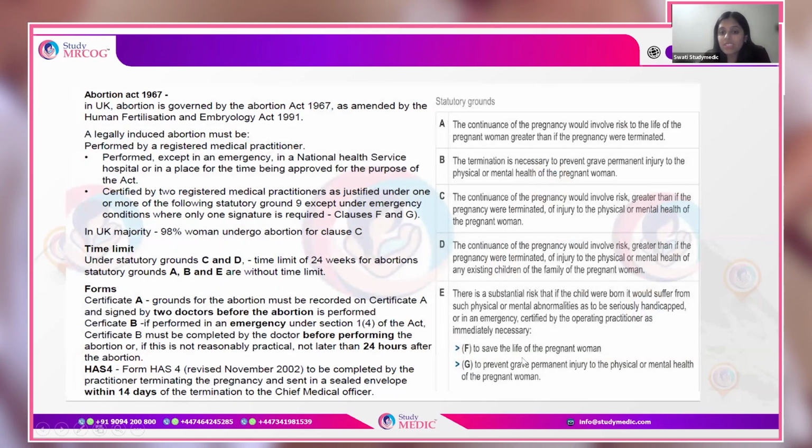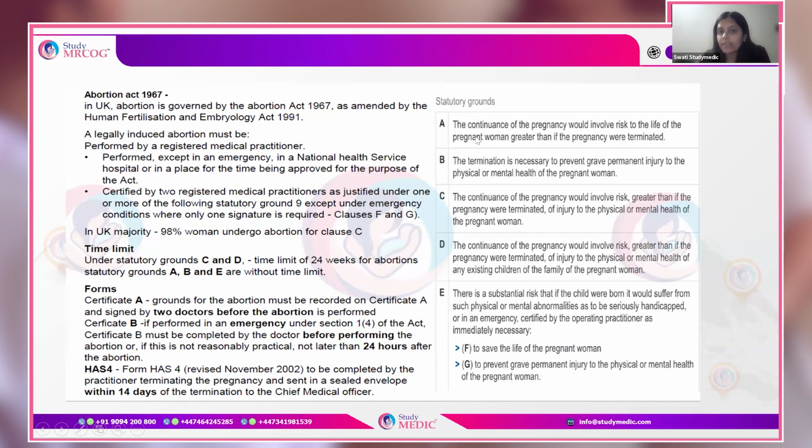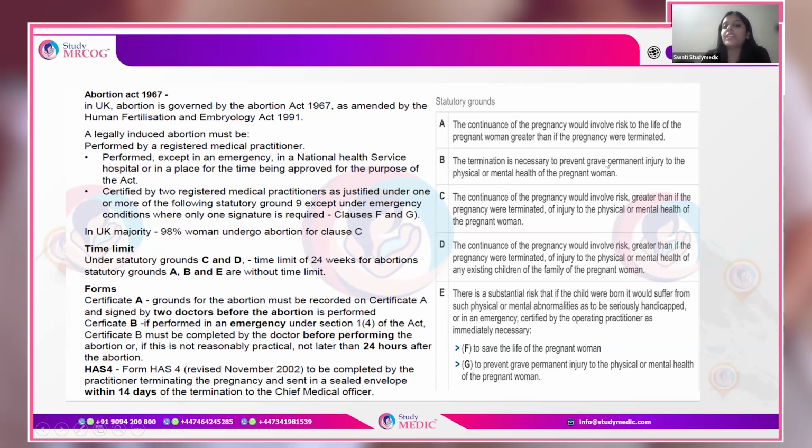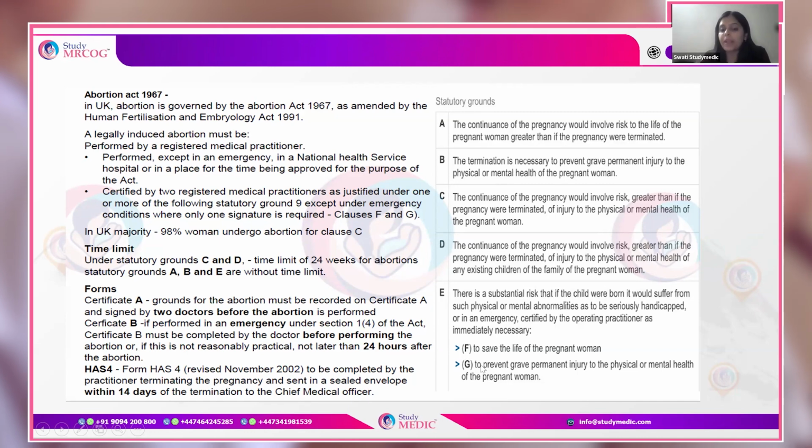These are the clauses. You should be very, very well aware of them. In A, the continuance involves risk to the life of the pregnant woman, but not in an emergency situation. If in an emergency situation, it becomes F. In B, termination is necessary to prevent grave permanent injury to the physical or mental health of the woman. If in emergency, for example rape, then it becomes G. C is the commonest one.